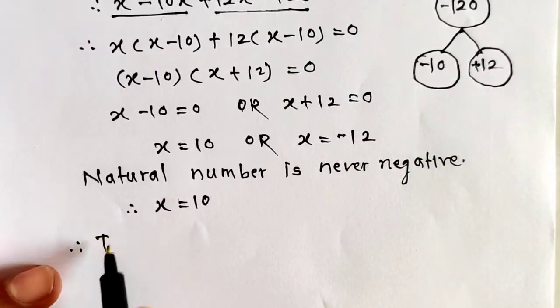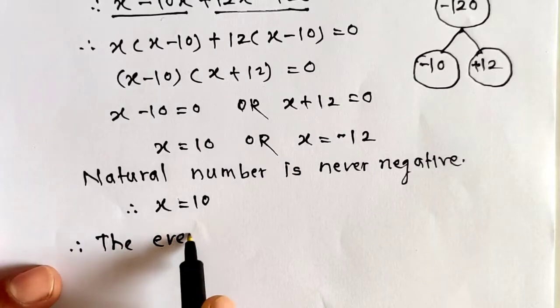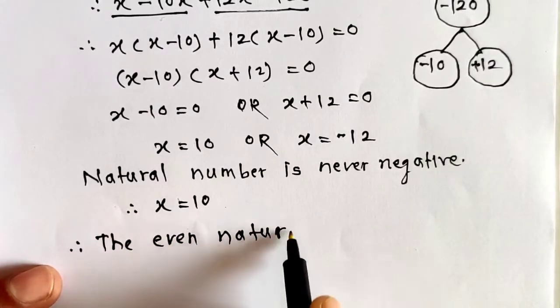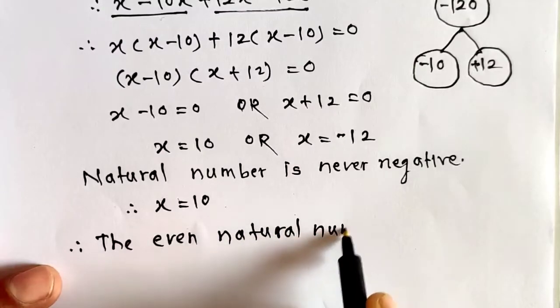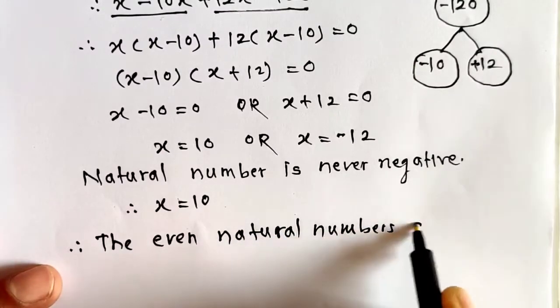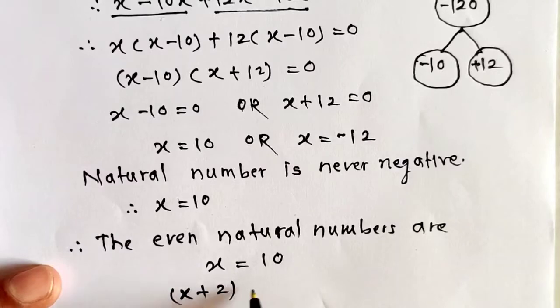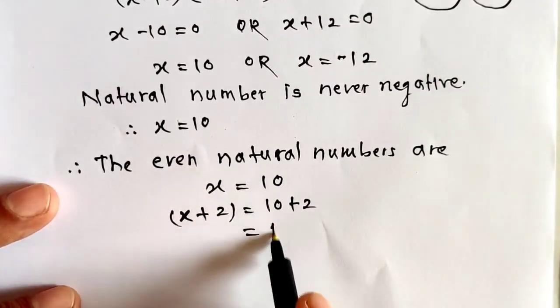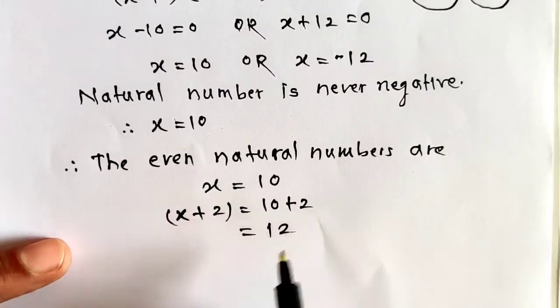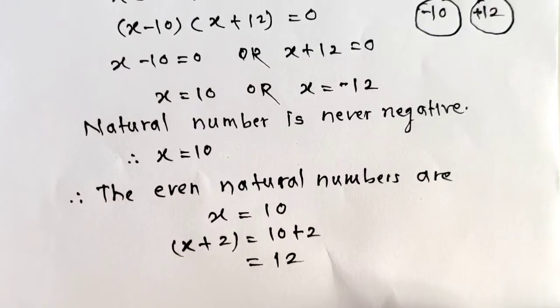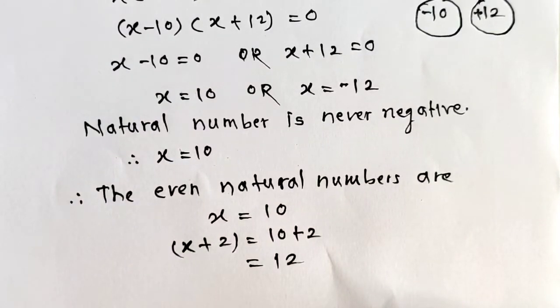Therefore, the even natural numbers are: the first one is x is equal to 10, the second one is x plus 2, which is 10 plus 2 is equal to 12. Therefore, the numbers are 10 and 12. So in this way, we can solve that sum which is based on numbers. Now let us see the next sum.